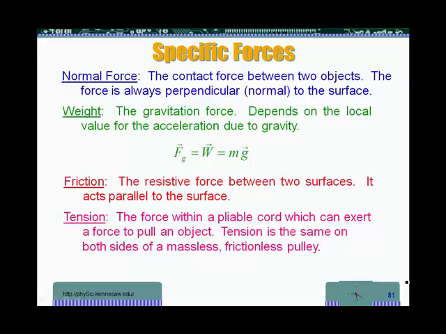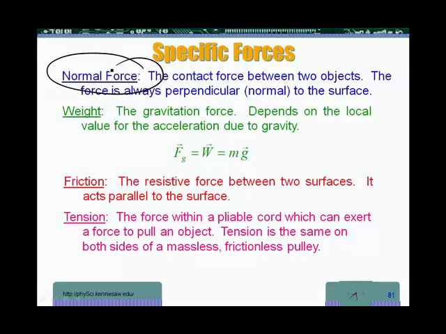There is what we call the normal force, the contact force between any two objects. Whenever two objects touch, there is a normal force between them. And the word normal means perpendicular. It is normal to the surface, perpendicular to the surface.